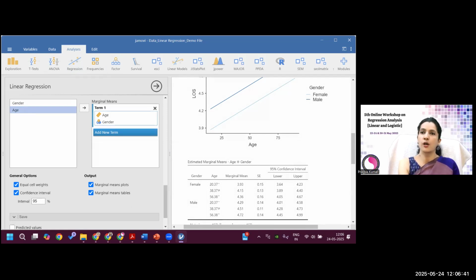Yes. So now you practice the interaction, the same example, age and gender. As a confounder and as an interaction, plot the curve, interpret it, and see the change in beta. Or you can do it with any other variable also and see the change in beta and see the interactions, whether it is significant or not.